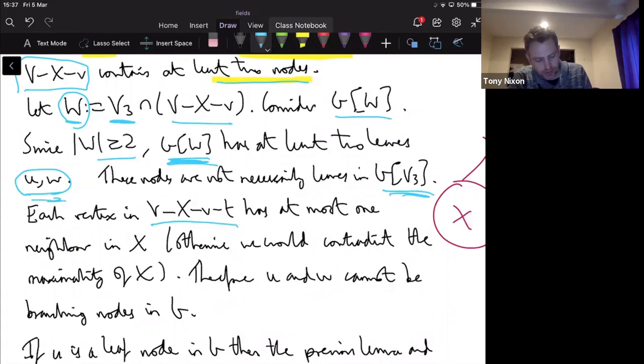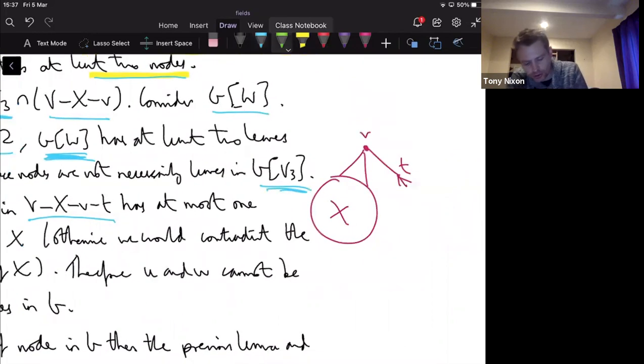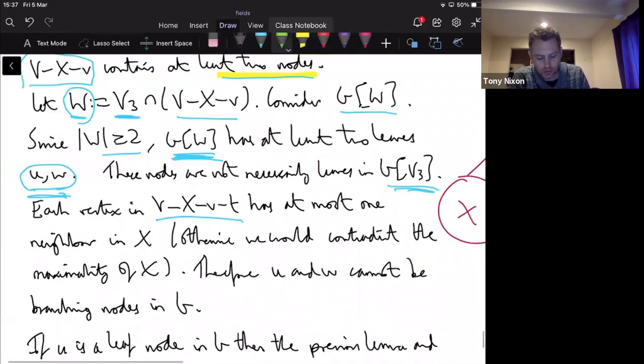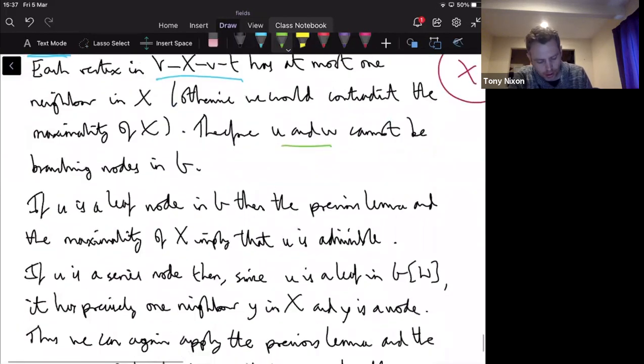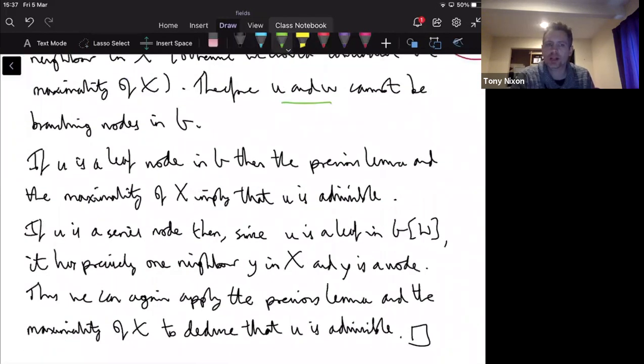Okay, but in particular for U and W, they cannot be branching nodes. So remember, if U was a branching node, it would have 3 neighbors in the forest of nodes, but we know it has at most 1 neighbor over here and at most 1 neighbor over here, so that would only give it 2 neighbors, which would make it into a series node. And if it has none over here, then it has at most 1, and it would be a leaf node. So either U and W are going to be a leaf node or a series node. But in both cases, we're basically done by the lemma before.